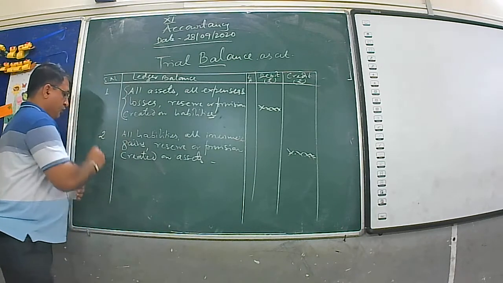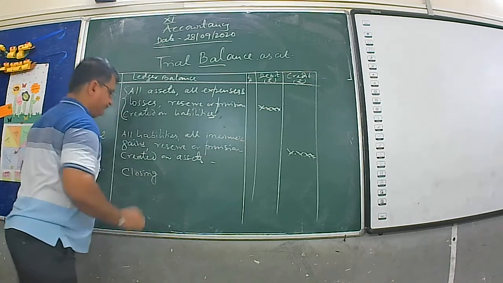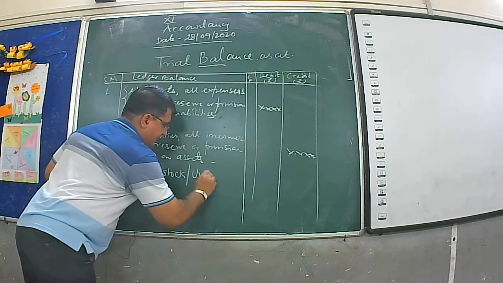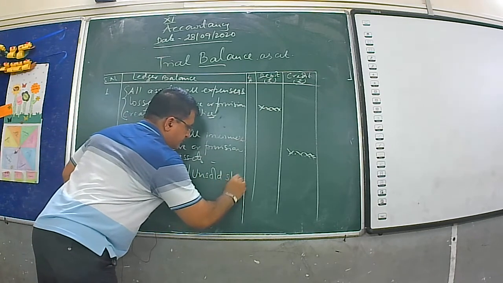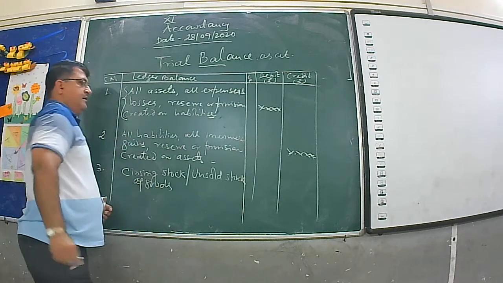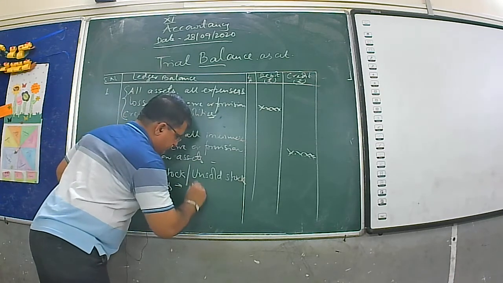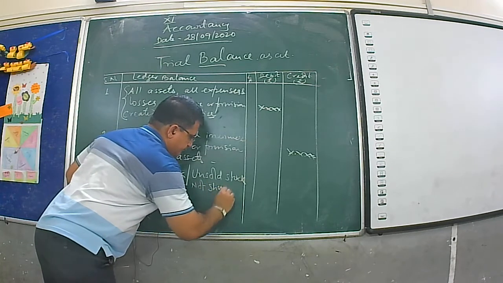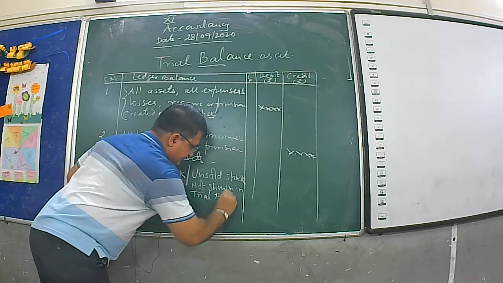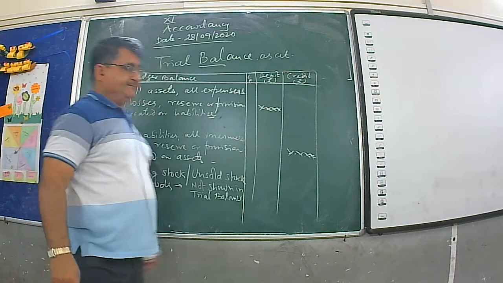Now, closing stock, or you may say unsold stock of goods, is not shown in the trial balance. That means it doesn't appear on any side of the trial balance.